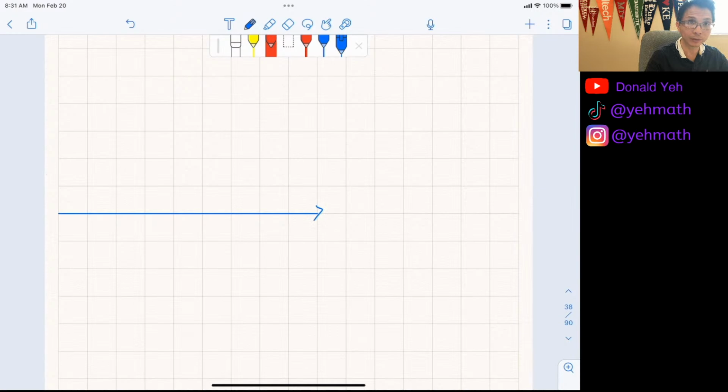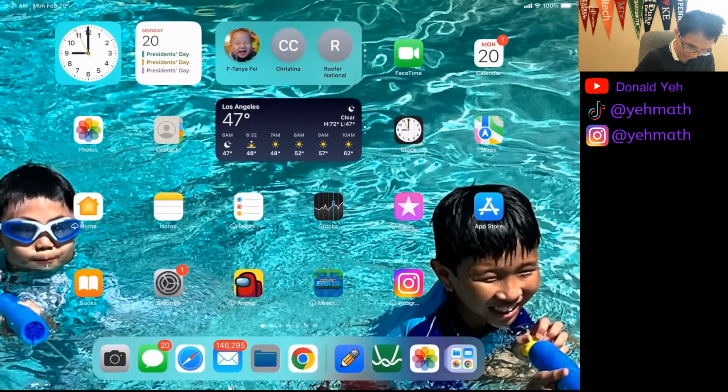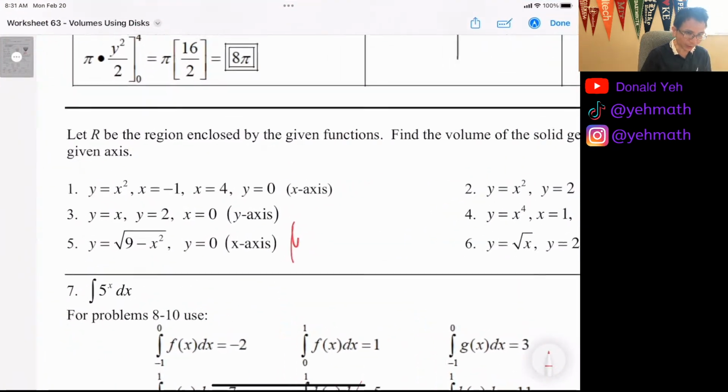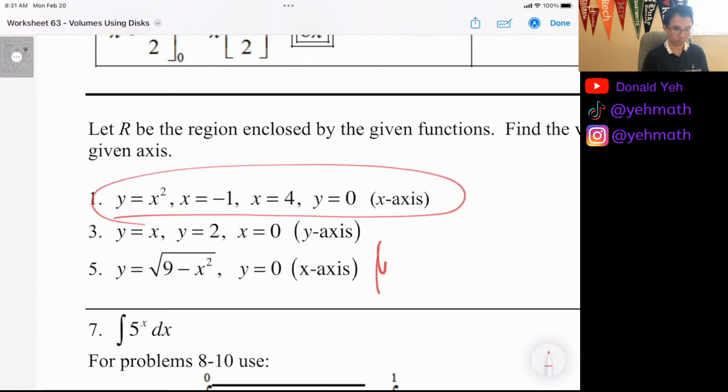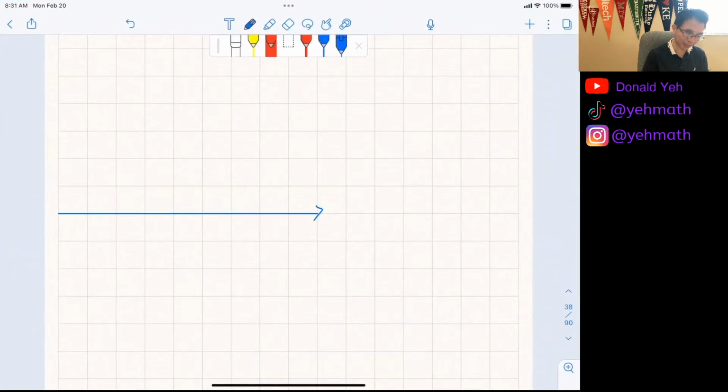I forgot, this is one of the homework problems. Homework is going to look like this. y equals x squared, x equals -1, x equals 4, y equals 0. So write this down. Rotate around the x-axis. We want to find a volume this time. Since it's rotating around the x-axis, this is going to be an easy disk method.